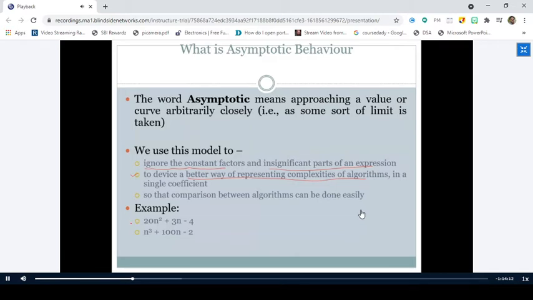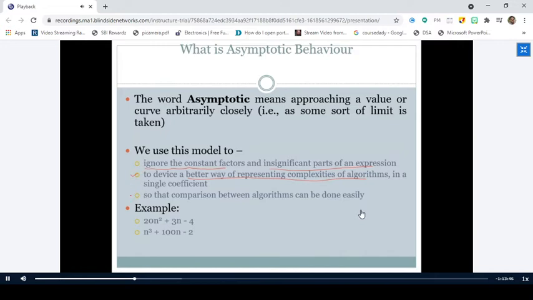algorithm as an expression like this, 20n square plus 3n minus 4. Similarly, I cannot express it as n cube plus 100n square minus 200n plus 24. So those expressions cannot be used to express the complexity of the algorithm. So I want to reduce it to a single term which is having a single coefficient. So that is the reason why we apply all these things, right?